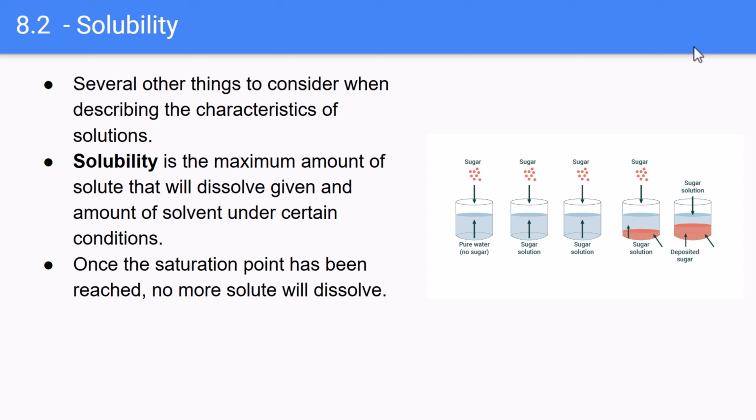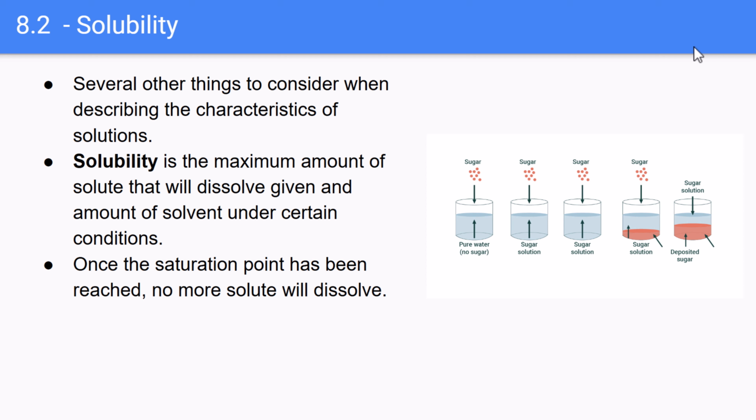If I take a look at the example on the right-hand side here, I have pure water and I keep adding a little bit of sugar each time. Eventually, there's a point at which the solution can no longer dissolve any more sugar. If I keep adding more sugar, it just forms solid at the very bottom of the solution. This is when a solution is saturated, as we would say. That is, it's reached the maximum amount of solute that will dissolve given an amount of solvent.